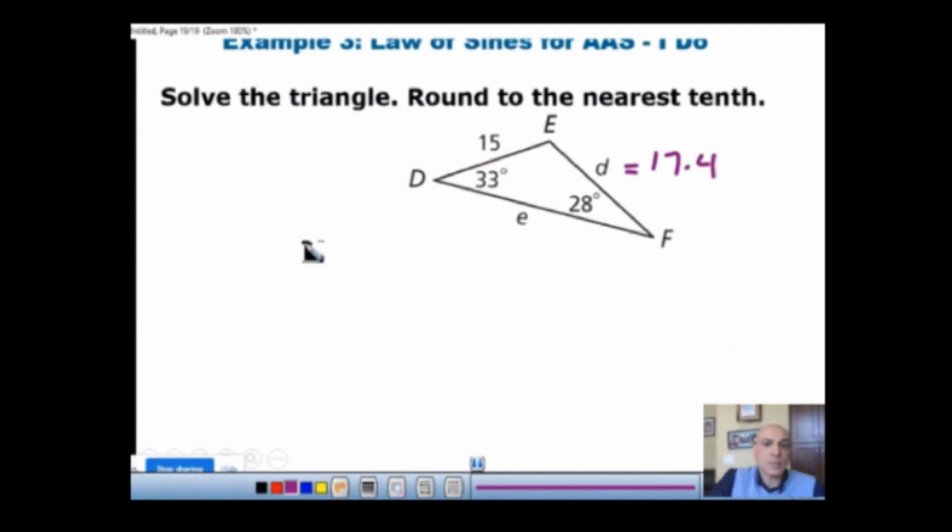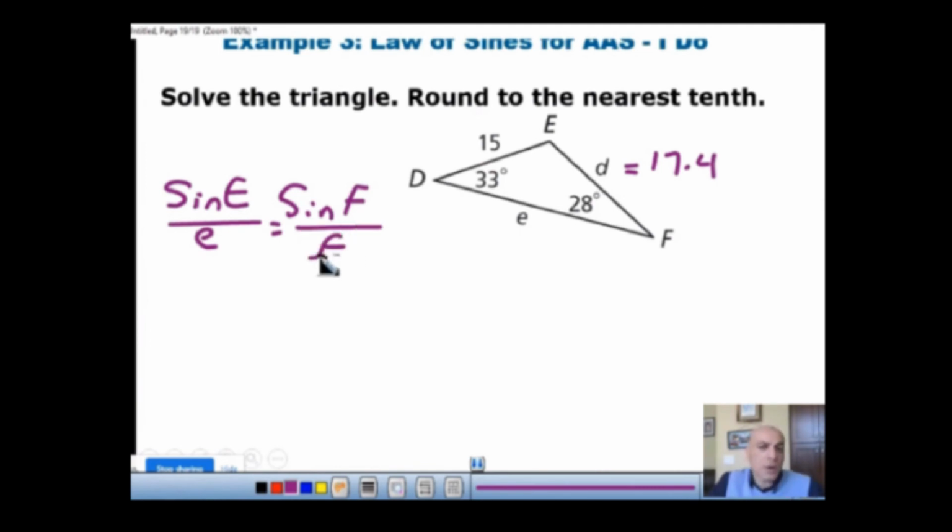I'm looking for E. So if I want to do that, I would come here and say, use the law of sines: sine E divided by little e equals sine F divided by little f. Can I use sine D? Of course you could. You could put sine D divided by little d. That's okay. It's fine. So sine E, and obviously I'm looking for e, so I'm going to cross multiply. By the way, you cross multiply when you have an equal sign between two fractions.